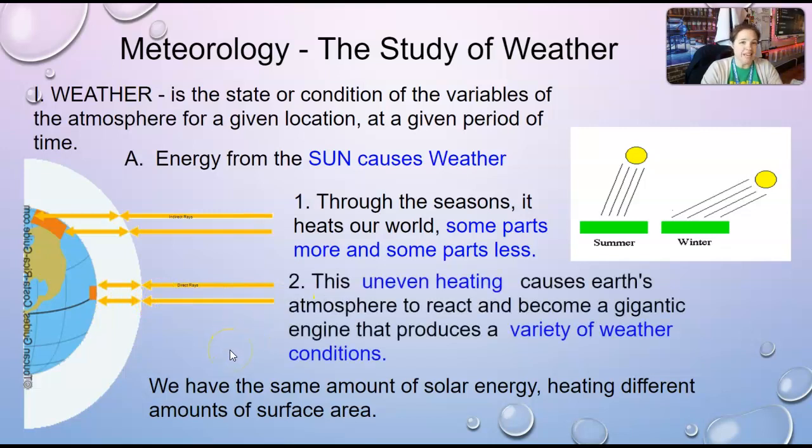This uneven heating causes the Earth's atmosphere to react and become a gigantic engine that produces a variety of weather conditions, from rain, snow, sun, tornadoes, hurricanes, all of it. We have the same amount of solar energy heating different amounts of surface area.